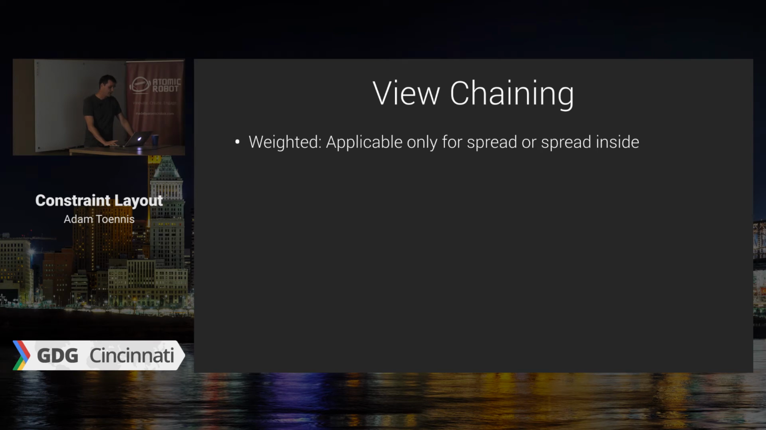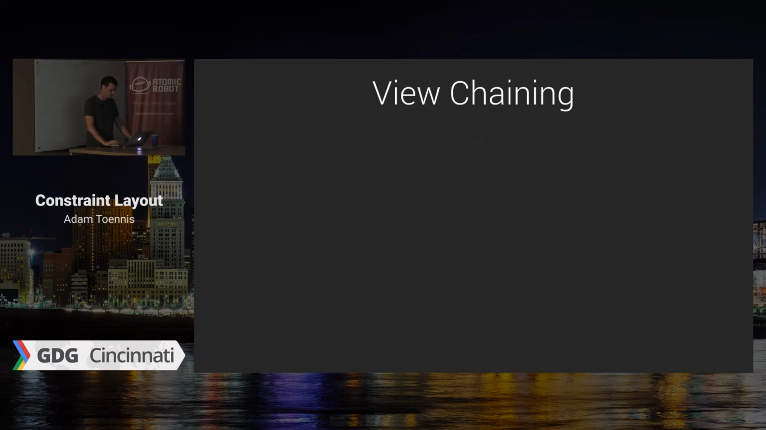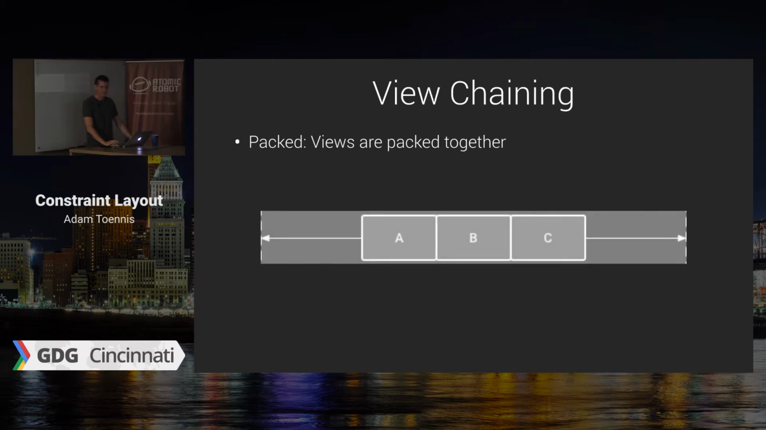Weighted. This is applicable only for the spread and the spread inside, and it's similar to layout weight in linear layouts. You can specify the weight for each one of these individually, and it's the exact same concept as layout weight for linear layouts. So this looks like it's got a weight of, let's say, maybe 1, and these have a weight of maybe 2 or 3, something like that. Essentially, it's the same concept if you're familiar with that. I'll show you an example of that also. And then packed, where the views are packed together, which they're just slammed together.